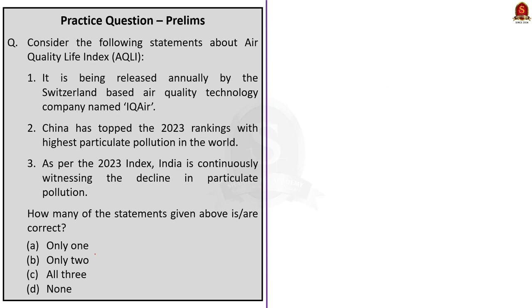This is a 3-statement question about the Air Quality Life Index. 3 statements are given. We have to find how many of the statements are correct. Look at the first statement. It is being released annually by the Switzerland-based air quality technology company called IQAir. This statement is incorrect. This report is released by the Energy Policy Institute, which is located in the University of Chicago, USA. So, statement 1 is incorrect.